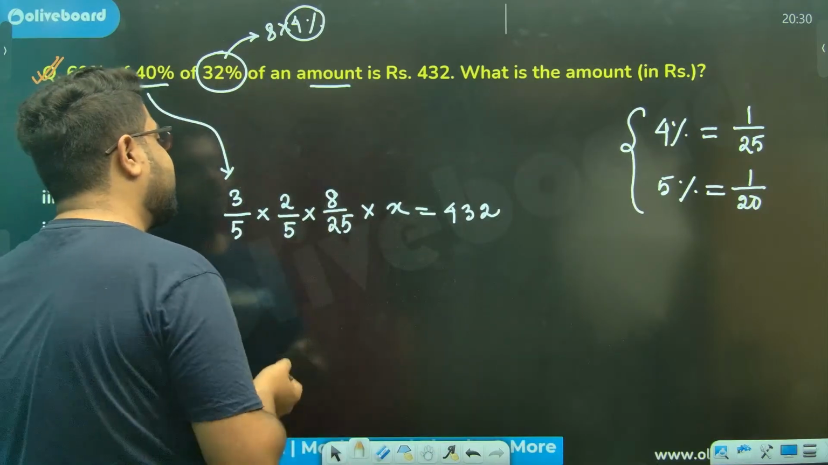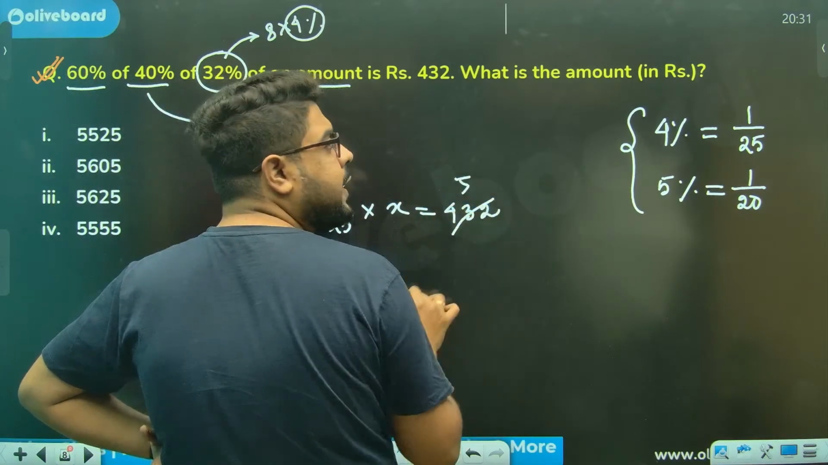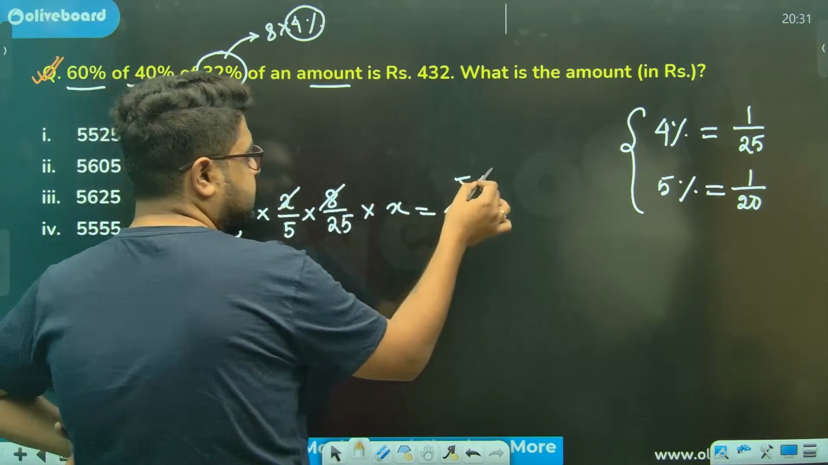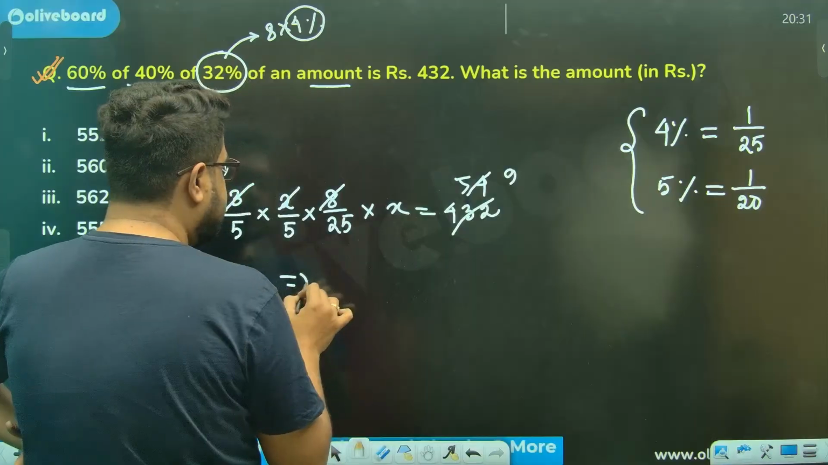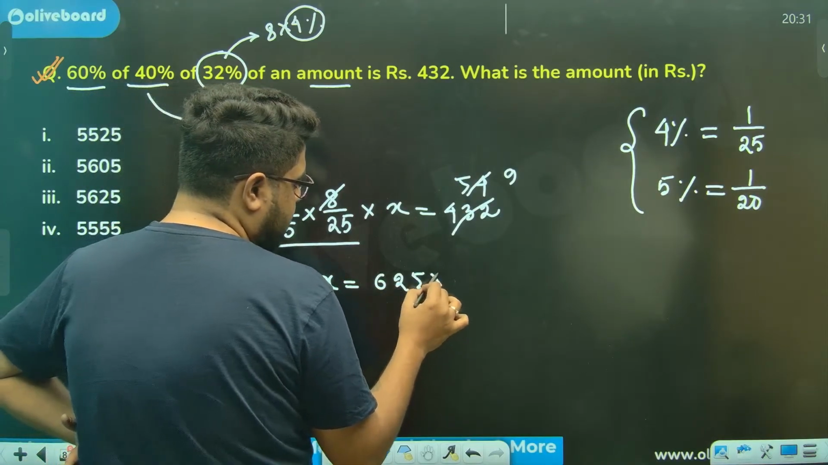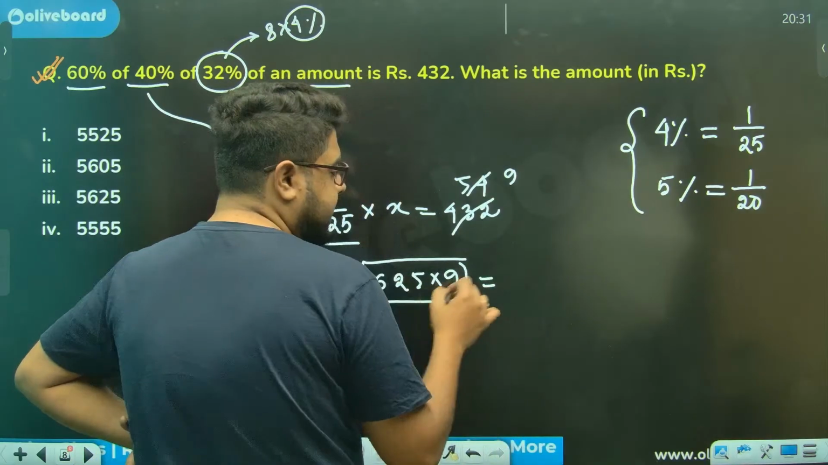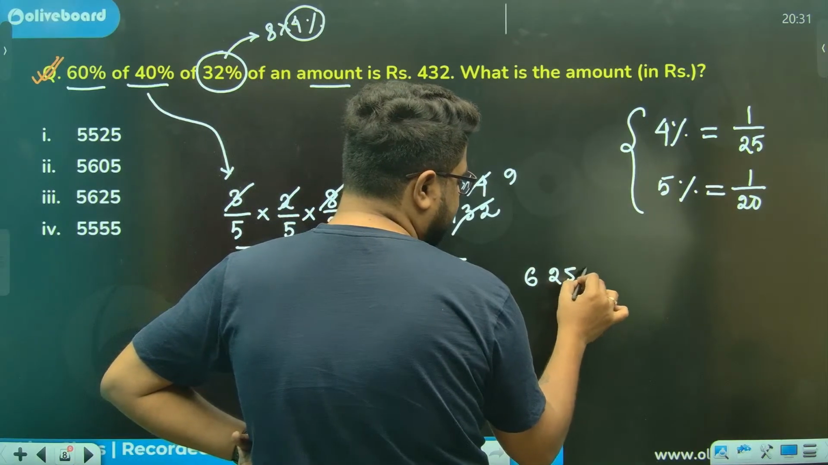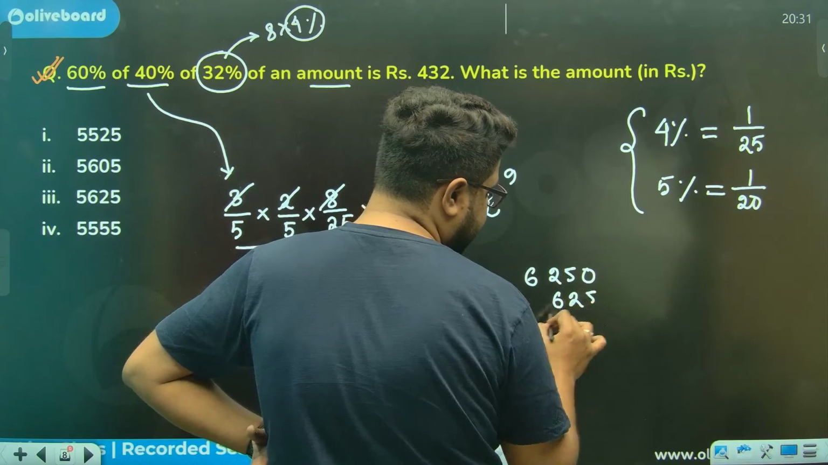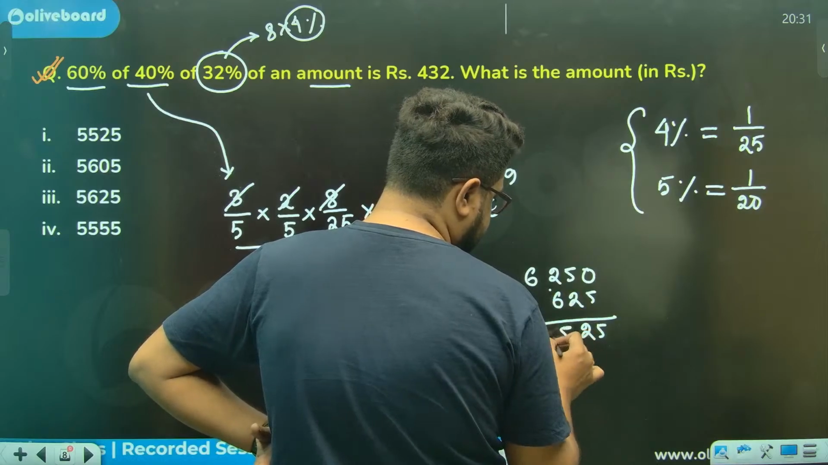So just calculate, sir. Let's do it with 8. Sir, 5 8s are 40 and 4 8s are this. Sir, 3 2s are 6, 6 9s are this. So x will be 625 into 9, sir. Into 9, how will we do it? 625 into 10 is 6250. Sorry. Minus 625. So this is 25, this is 7, this is 5.